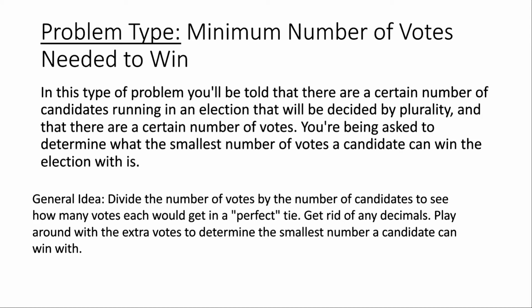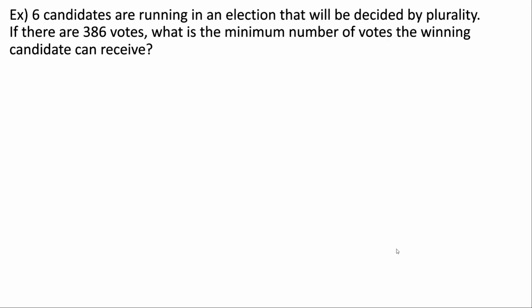The general idea for solving these problems is divide the number of votes by the number of candidates to see how many votes each would get in a perfect tie. Usually there's going to be decimals that come out, so you're going to get rid of the decimals, pretend everybody has that number of votes. Then you're going to play around with the extra votes to determine the smallest number a candidate can win with. And the easiest way to see how this works is to look at an example.